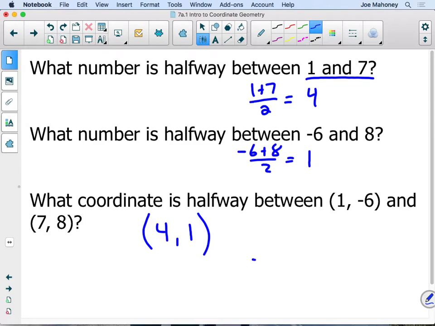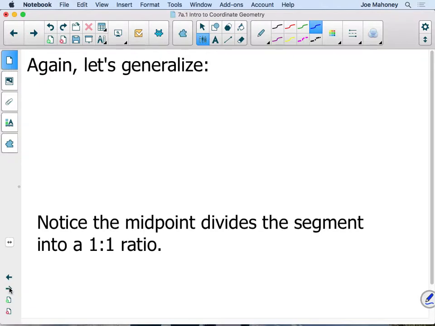And if you even think about where this looks like on a graph, so I have the point 1, negative 6, which might be like way down here. And then the point 7, 8 might be like way up there. And if I want the midpoint of that segment, does it kind of look like it could be about there? So it might visually make sense. If not, graph those points and draw it out yourself. So we call that point the midpoint.